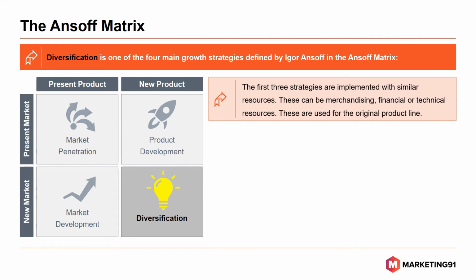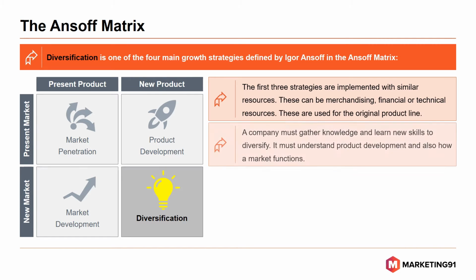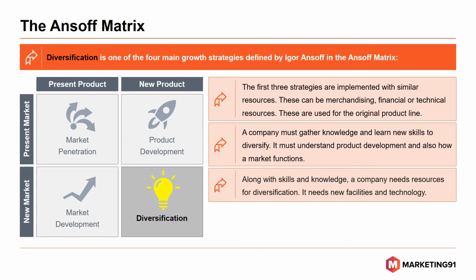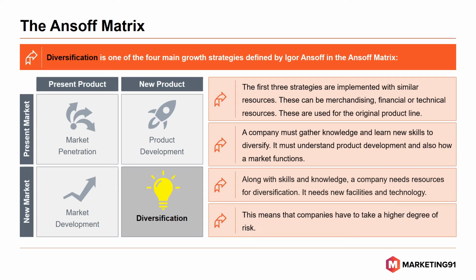Moving further, the first 3 strategies are implemented with similar resources. These can be merchandising, financial or technical resources. These are used for the original product line. A company must gather knowledge and learn new skills to diversify. It must understand product development and also how a market functions. Along with skills and knowledge, a company needs resources for diversification. It needs new facilities and technology. This means that companies have to take a higher degree of risk.